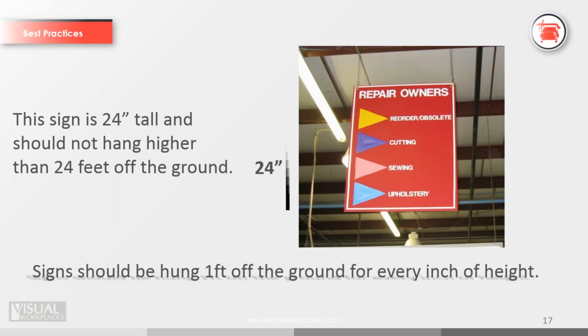Next, I want to talk to you about hanging signs in your facility. I've been in facilities where you'll have 25, 30-foot ceilings and you've got information hung at the rafters and nobody can see it. So the rule of thumb that we like to share with everyone is that the height of your sign should be 1 inch for every foot off the floor that it's going to be hung. So for example, this sign is 24 inches tall. It should not be hung any higher than 24 feet off the ground, or you won't see it.